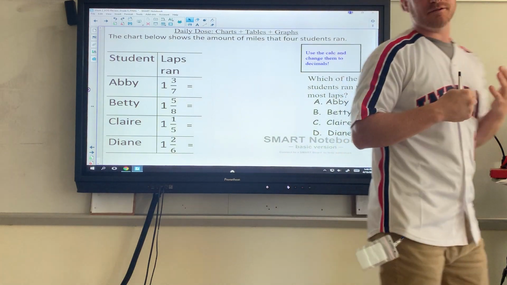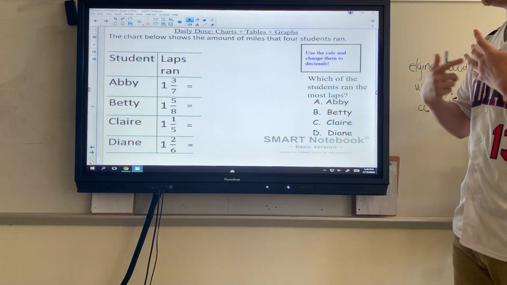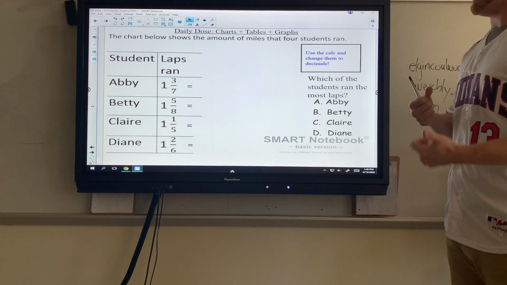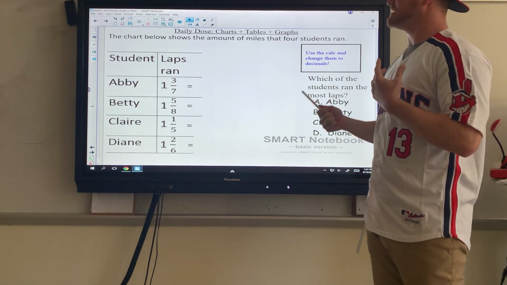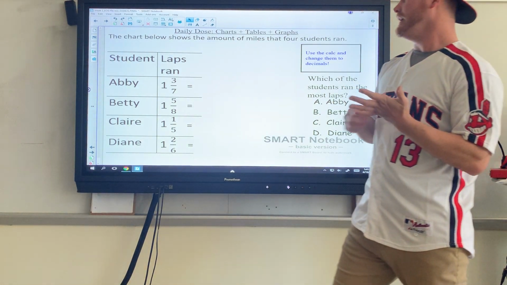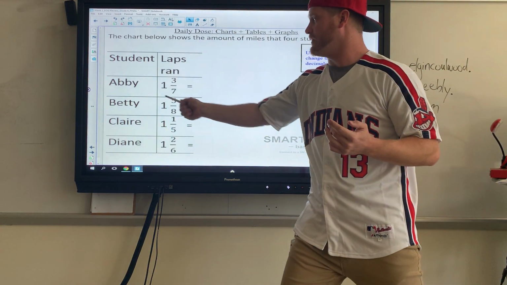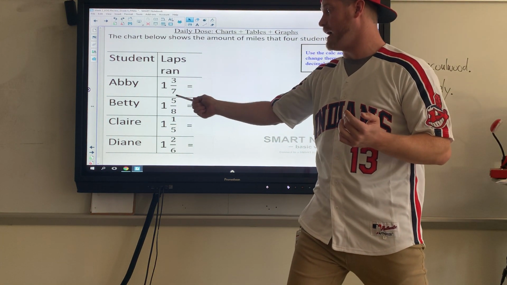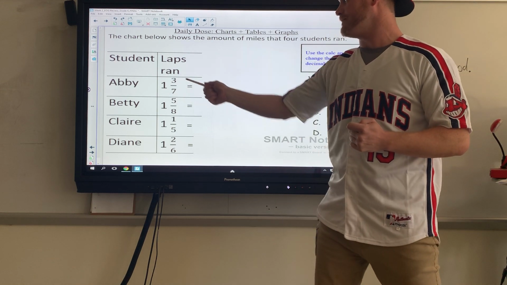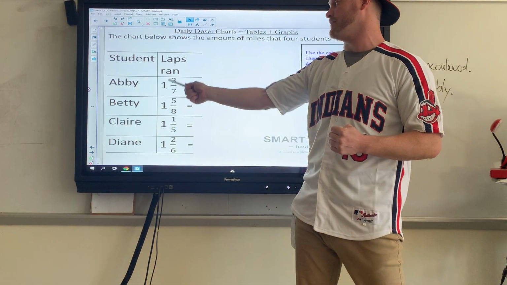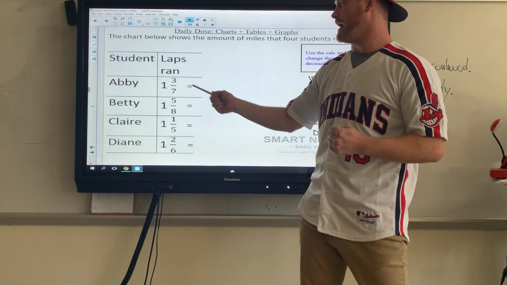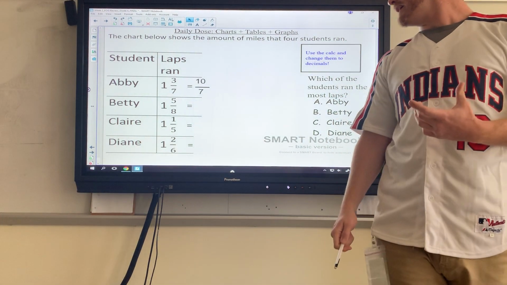All right, well, one way to attack this problem, I'm going to do the long way first and show you the much quicker way with the calculator at the end. One way to attack it is to convert these into improper fractions. So we know we do this by going clockwise. 7, the denominator, times the whole number plus the numerator. So it would be 7 times 1, which is 7, plus 3, which is 10. And the denominator stays the same. This would be 10 over 7.